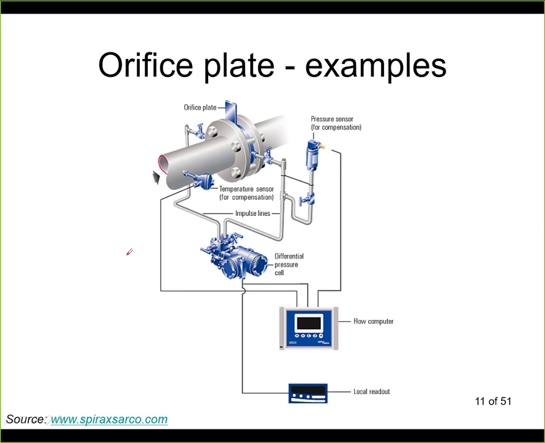Here is an installation example. So here is the orifice plate. Here you can see the valves that allow you to disconnect all the systems. So this valve is either fully closed or fully opened. Here we have the differential pressure gauge. We may have a temperature sensor as well for compensating for temperature changes.